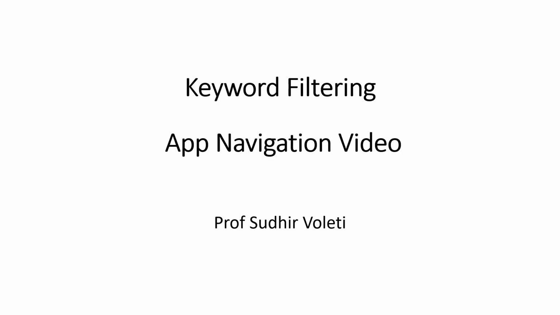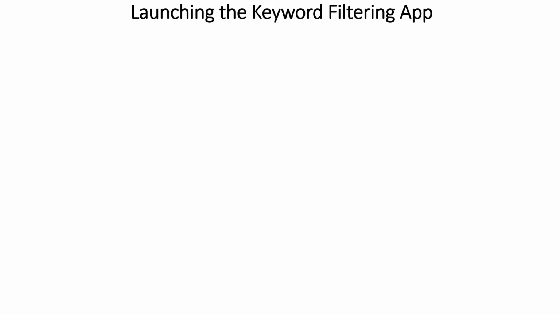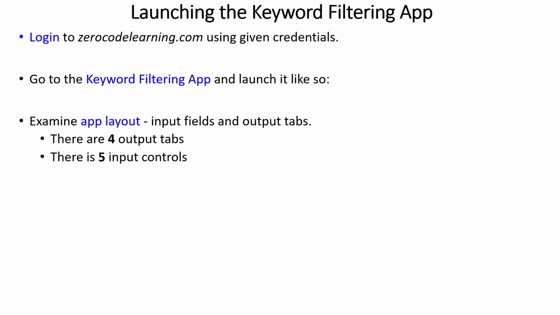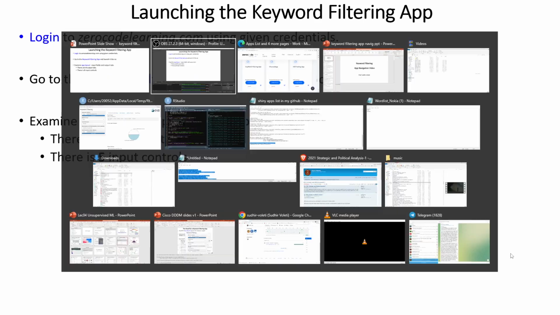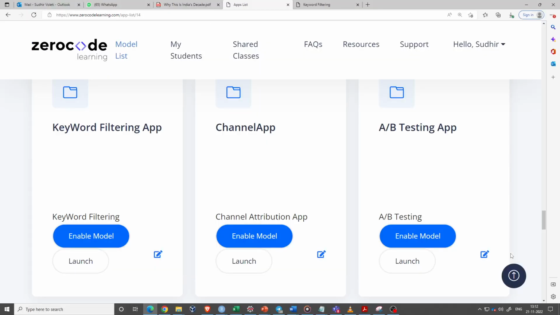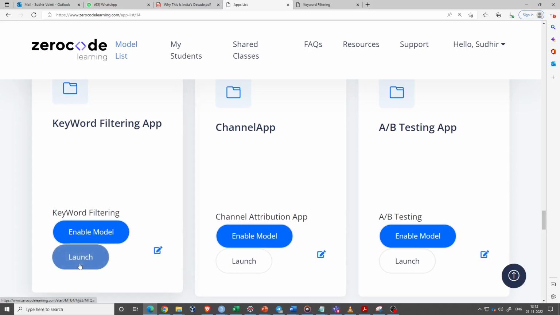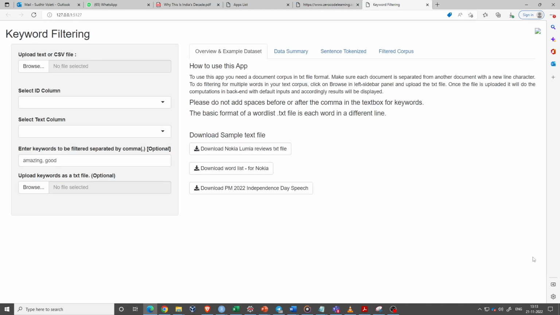Welcome back, and this time we are headed to the keyword filtering app navigation video. I'm going to assume you have zero code credentials already. Please go and launch the keyword filtering app like so. Keyword filtering app, press launch and it will open. Okay. And let's have a look at that. When it opens, it will look like this.